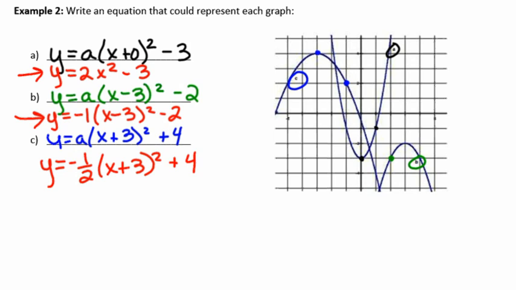That's how we can find our equations when we're given our graphs. Simply look for the vertex, put that in for your P and Q, pick another value that you can see on each graph, and solve for your a value.